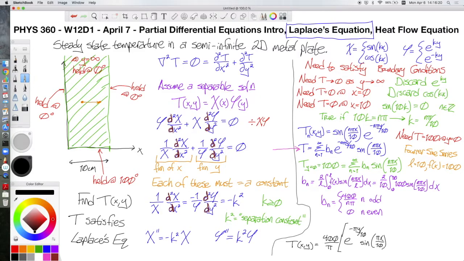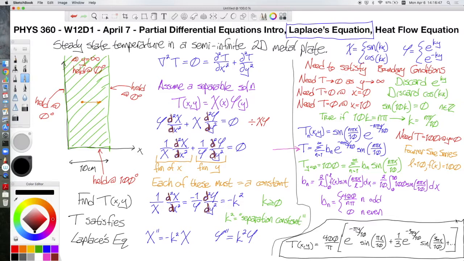So this is the n equals 1 term. And then the n equals 3 term comes next, plus 1 over 3 e to the negative 3 pi y over 10 times the sine of 3 pi x over 10. Plus ... because there are more terms. This is an infinite series after all. So this is the final answer to this problem. And this is how we use a separable solution, which is a major component of this process, in order to solve partial differential equations by converting them into ordinary differential equations.